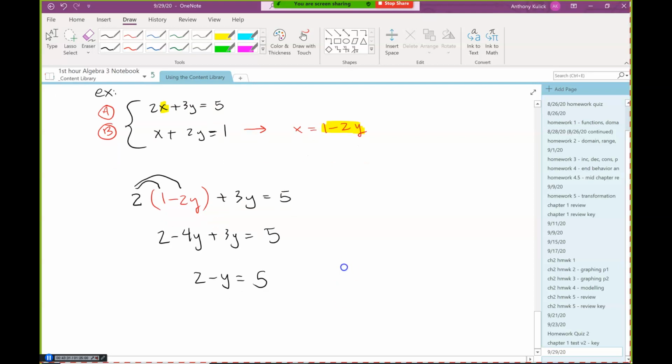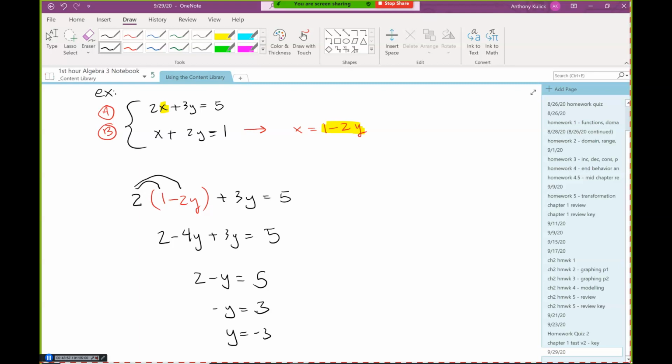And then if I subtract 2 from both sides, I get negative y is equal to 3. And if I divide by negative 1, I get that y is equal to negative 3. Is everybody okay with that idea? And that's one of my answers, right? Or one part of my answer.